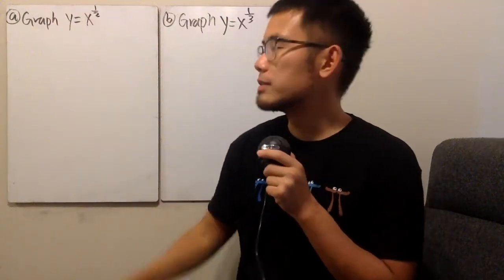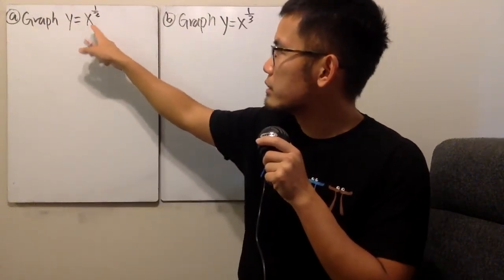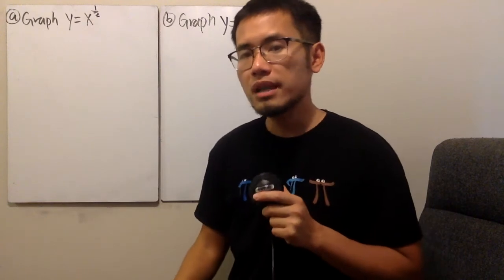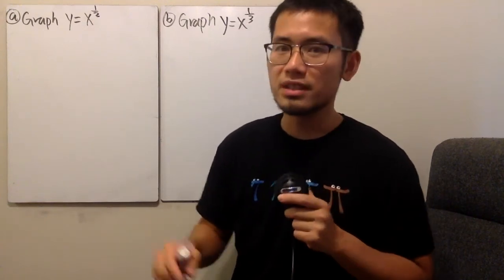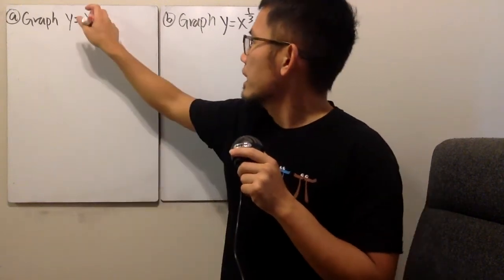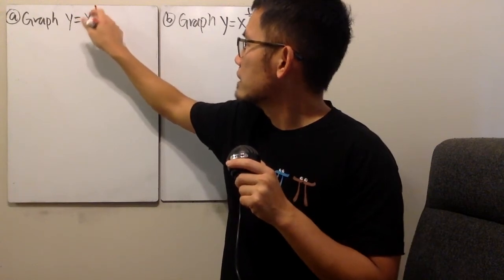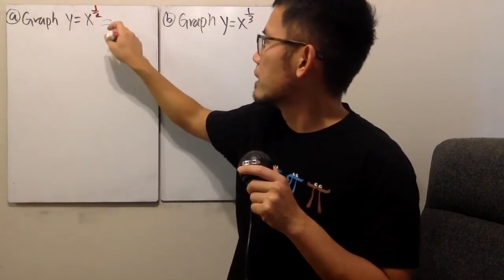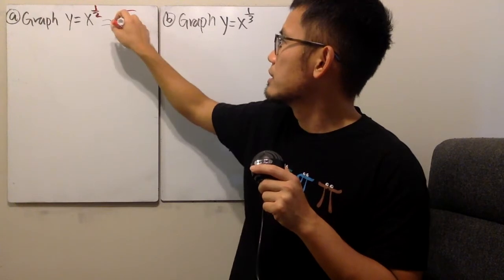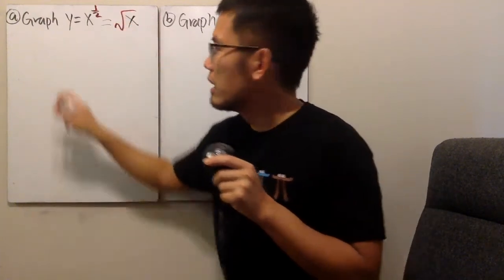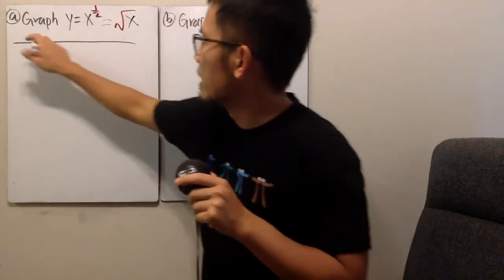Alright, here we are going to first make a graph for y is equal to x to the 1/2 power. What is x to the 1/2 power? It just means a square root, right? So, again, we are just going to rewrite this first so that it's easier for us to think about and compute it. This is just square root of x. And now, let's go ahead and make the table.